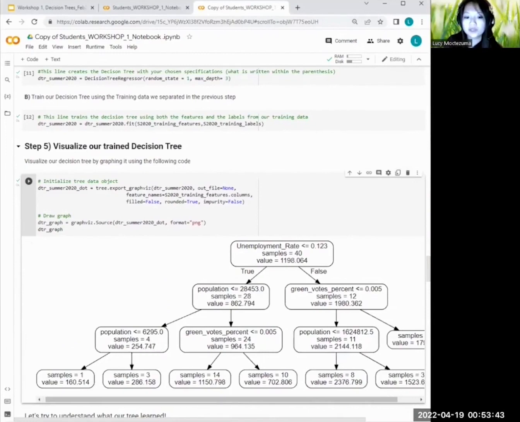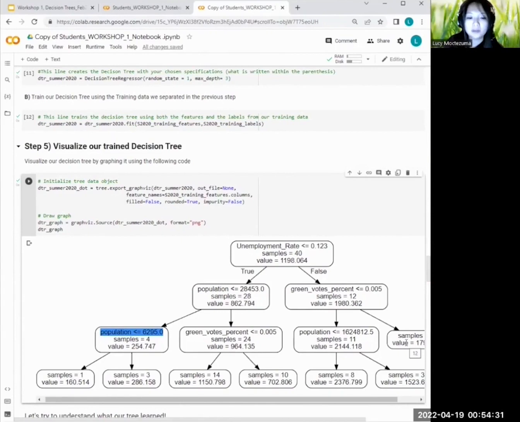The decision tree is composed of many nodes and leaves. You can distinguish between a node and a leaf by seeing if it contains a decision. A node contains a decision that must be made based on the criteria established. For example, in this node, the criteria is whether a particular county has a population less or equal to 6,295 people. On the other hand, a leaf doesn't have this.